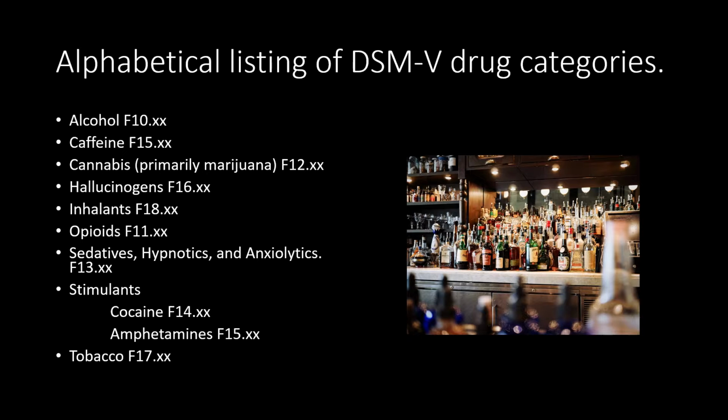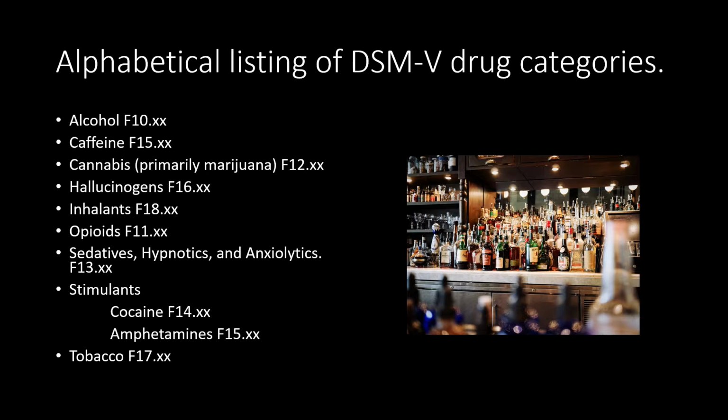Caffeine is F15, again with potential specifiers. The current time is pretty well limited to caffeine intoxication, an overdose situation. Cannabis, primarily marijuana, but could also include hashish or hash oils and various other compounds, is an F12 diagnosis.